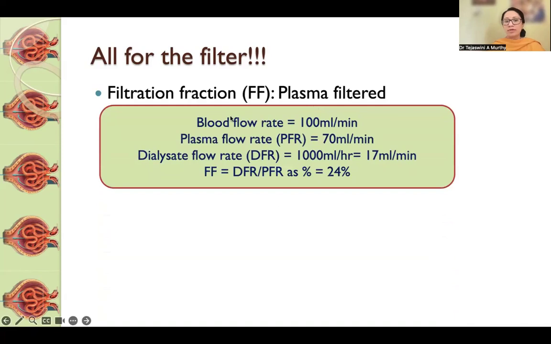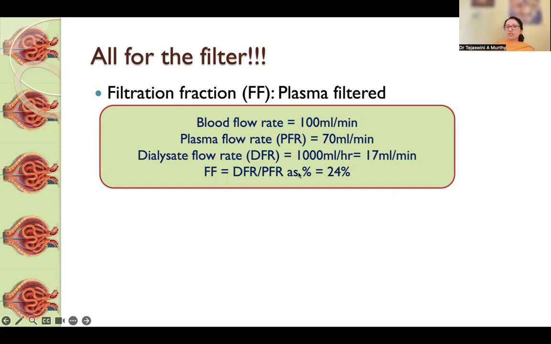So how is that calculated? Normally, in a CRRT machine, we set the blood flow rate around 100 ml per minute. And the plasma is around 70% of blood, right? So plasma flow rate will be around 70 ml per minute. The dialysate flow rate normally we set at around 1000 ml or 1 liter per hour. Roughly, a 5-liter dialysate bag will last for 5 hours at this rate, which will come up to 17 ml per minute.